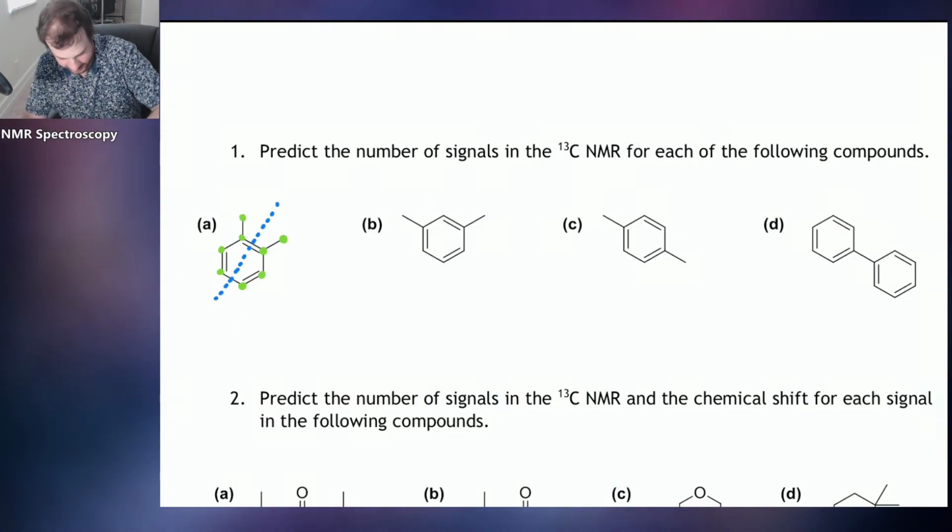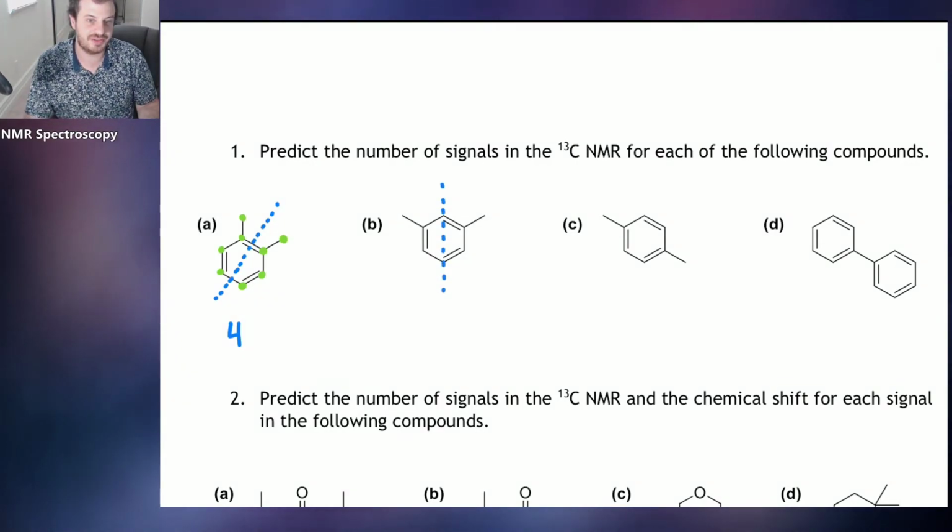I'm not going to write in green. That's hard to read. Let's try B. Again, I'm going to draw a little plane of symmetry here, right where I see it, and then just look at each half. 1 carbon here, 2, 3, 4, 5 unique signals on the right half of that molecule. So that's going to be another 5 signals on the left side, but they're equivalent to each other. Okay, so 5 signals.